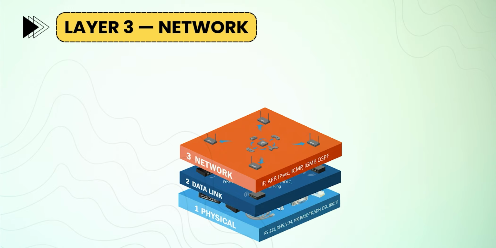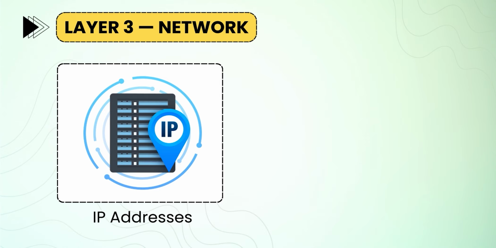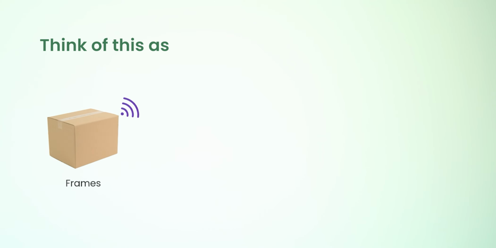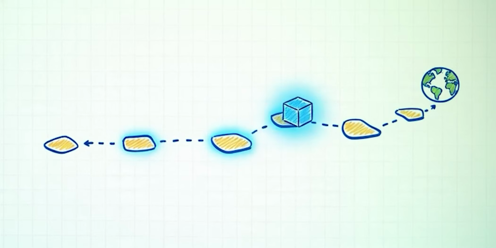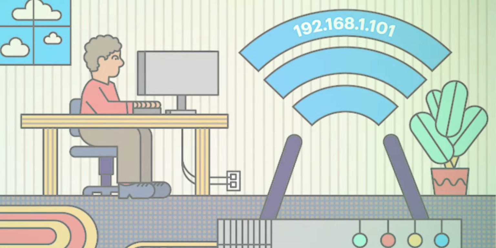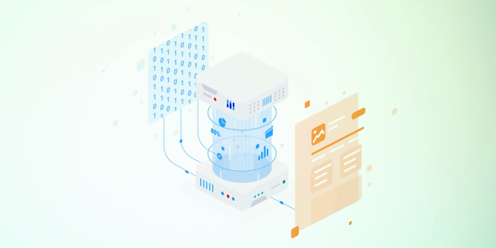Layer 3. Network. IP addresses, routing. Think of this as the postal system of the internet. It decides which path data will take and uses addresses like IP to deliver data to the correct destination. This layer allows communication across long distances, not just local networks.